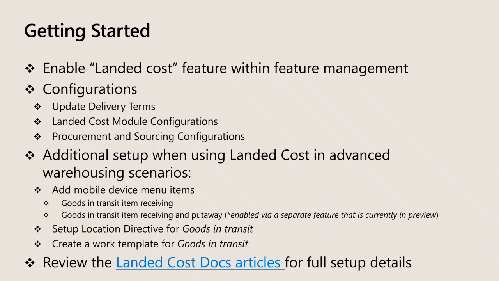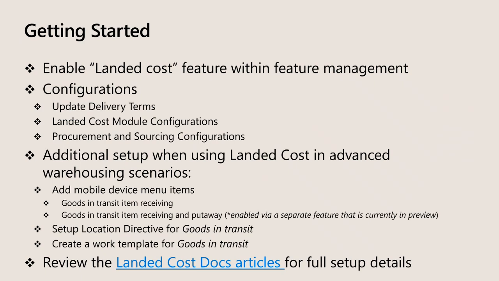So first thing to note is that it is managed via feature. You need to enable the landed cost feature within feature management. Once you enable the feature, the landed cost module then shows up within your application. From a configuration perspective, and Satish will get into this in more detail during the demo, we need to update our delivery terms to show which delivery terms need to have a goods in transit order automatically created for them at the time of AP invoice. We need to go into that landed cost module and configure all those various costs and how they're going to get allocated, as well as where we can set up our voyages and shipping containers, etc. And then we also have some procurement and sourcing configurations that need to get set up as well.